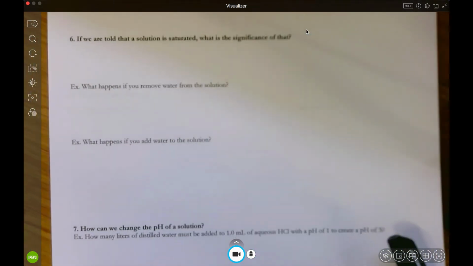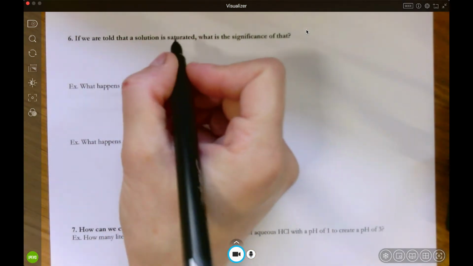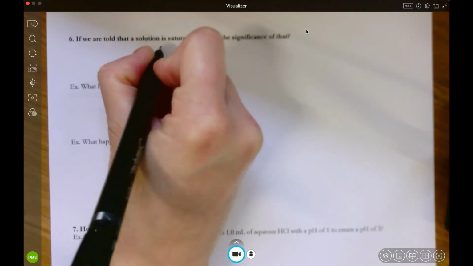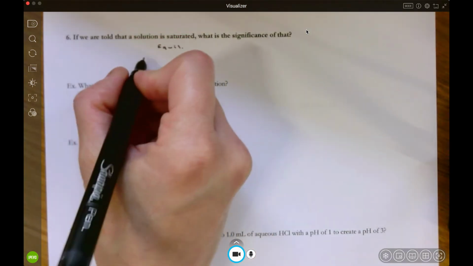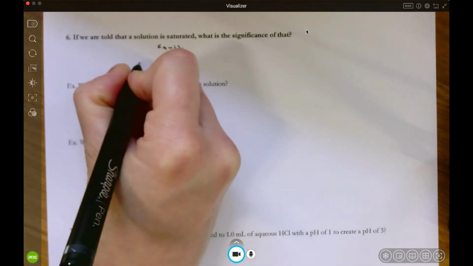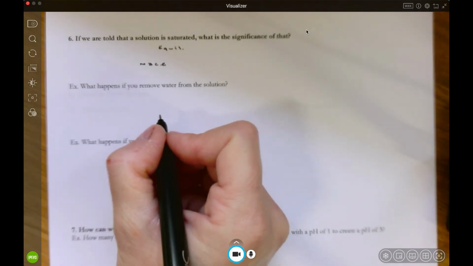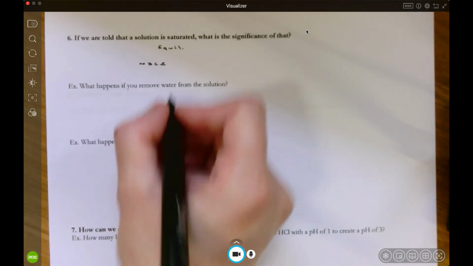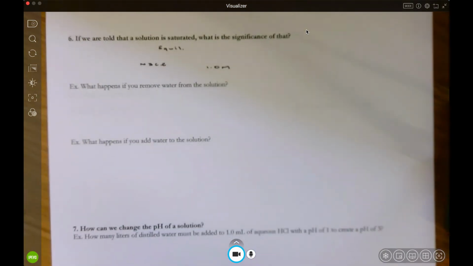For number 6, it tells you, if we are told that a solution is saturated, what is the significance of that? The significance of that is the fact that this is an equilibrium. So if I said, hey, I've got a saturated solution, and the concentration of its ions, let's say, for example, I have a saturated solution of NaCl, and the concentration of sodium ions and chloride ions, I'm just making this up, is 1 molar when it's saturated.